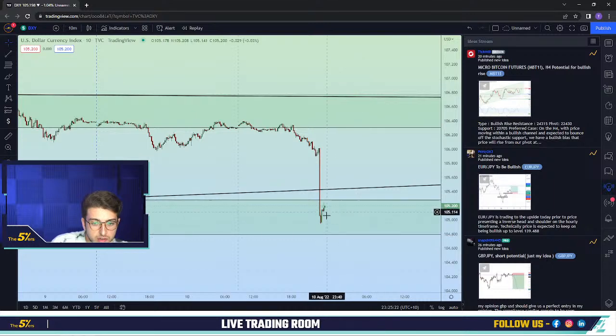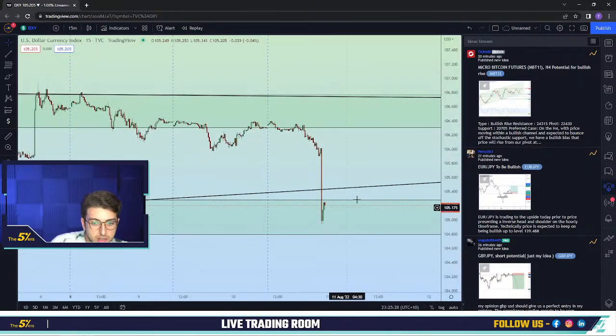Yeah, the market reacted a little bit here on the dollar index. This is the 15-minute chart. The market reacted here.